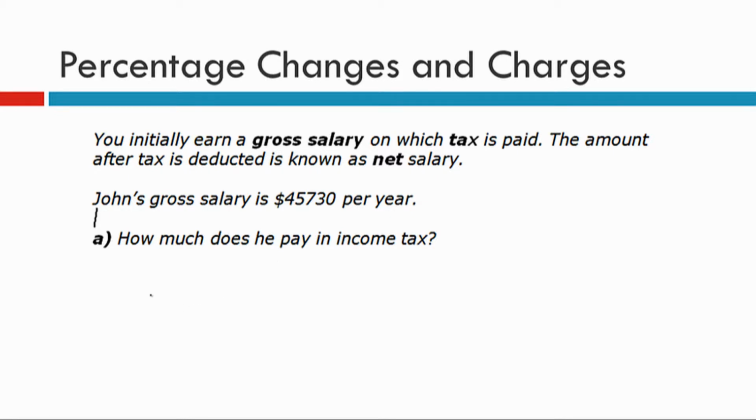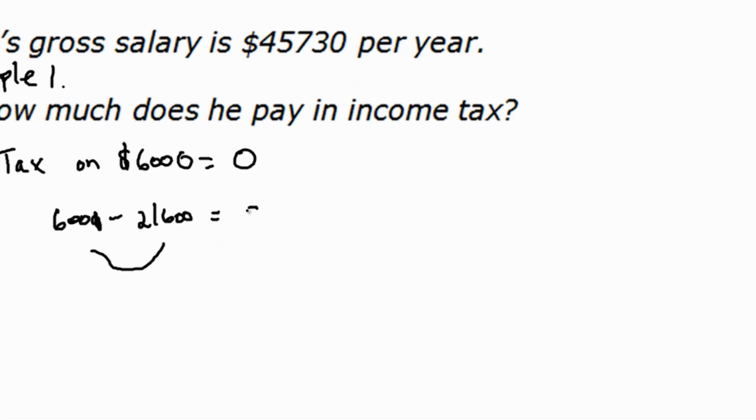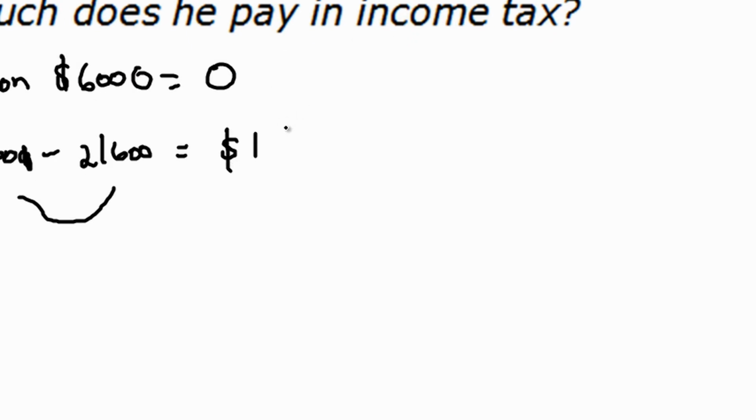Right, so let's work out an example here. We've got John's gross salary is $45,730 per year. How much does he pay in income tax? Well, remember on the table that the first $6,000 was free, so no tax. So tax on the first $6,000 is $0. The next bracket was $6,001 all the way through to $21,600. Now, if you work out the difference between them, and of course you have to go 6,001 being the first dollar, it is $15,600. Quickest way to do that is 21,600 minus the 6,000.